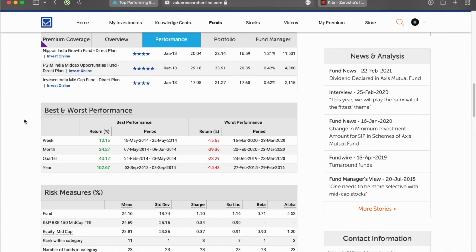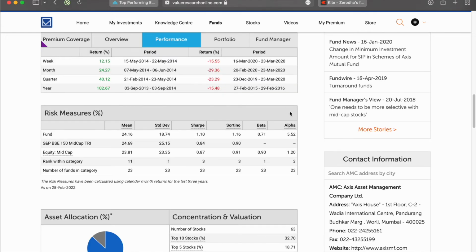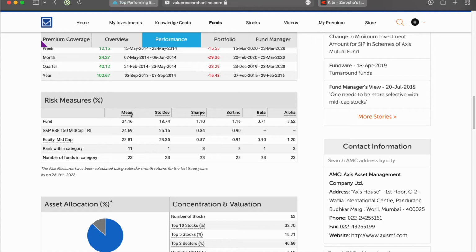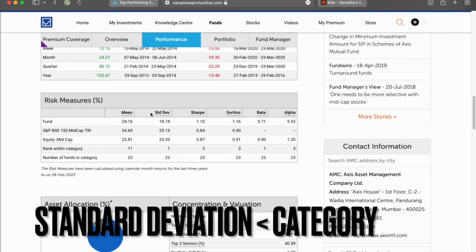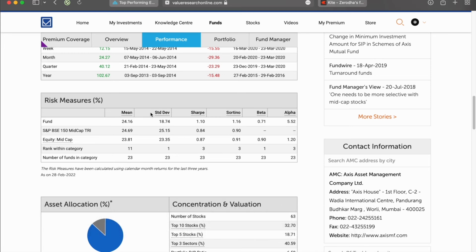The next thing that we need to take into account is these risk measures. This is a really important table right here. We do not need to look at mean. We need to take into account standard deviation. Now, what is standard deviation? Standard deviation is the volatility of returns. That's it. Keeping it simple, it is the volatility of returns, how volatile the fund is.